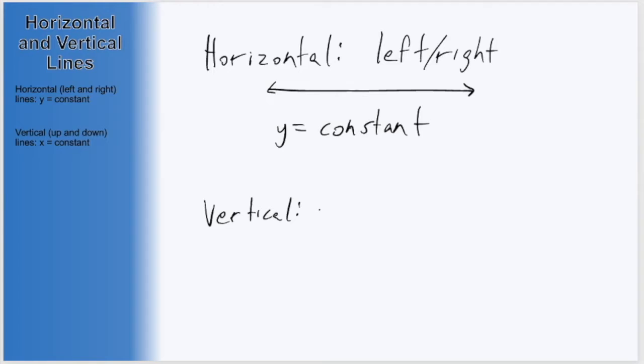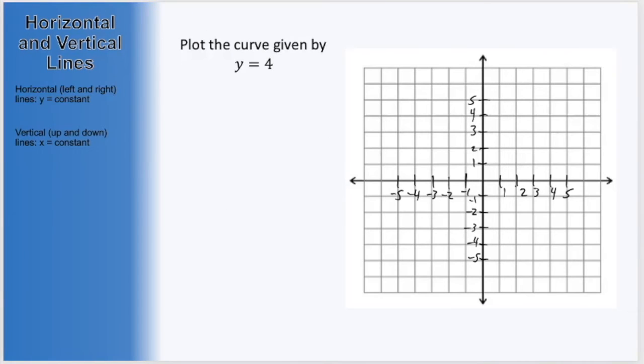refer to straight lines that go up and down, such as something like this. These vertical lines will end up coming from equations of the form x equals a constant. Let's take a look at some examples to see this in action.